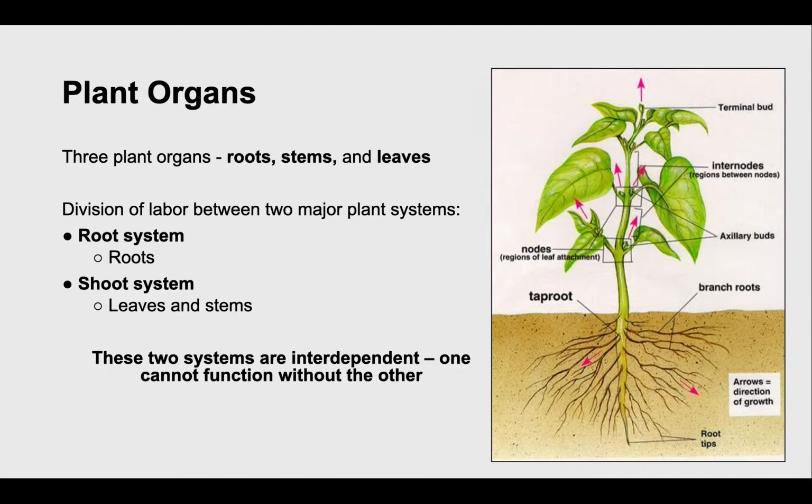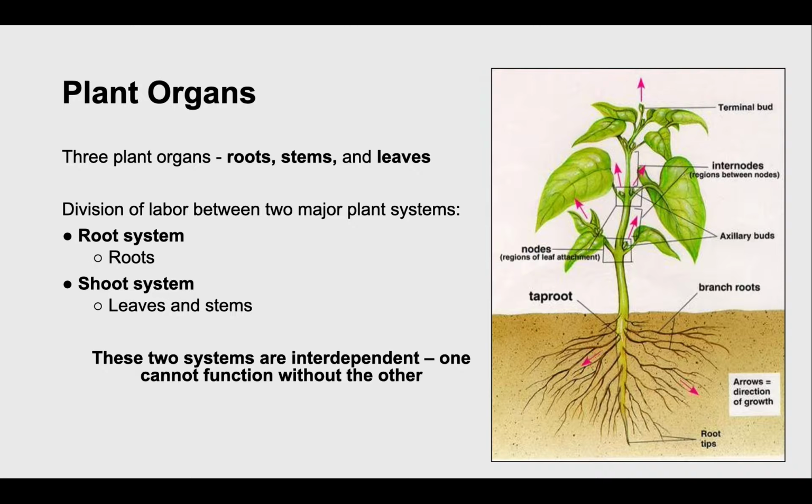So if we start at the plant organs, you should have gotten an overview based on that video that you watched. But we have 3 plant organs. We have the roots, we have the stems, we have the leaves. If we had to break a plant into 3 different components, we would do roots, stems, and leaves.